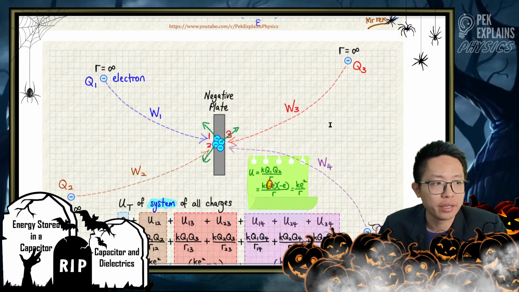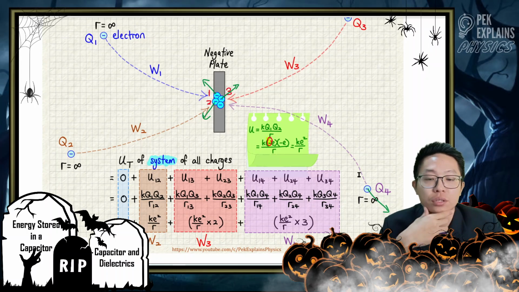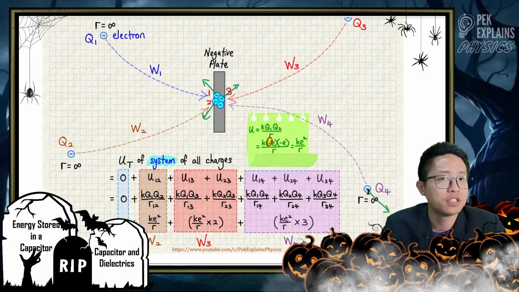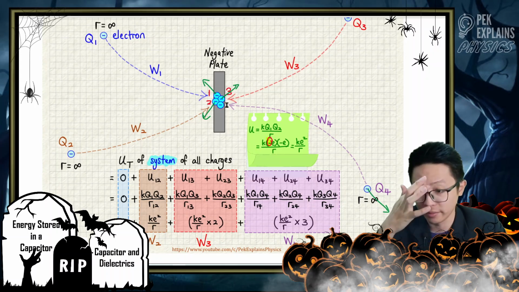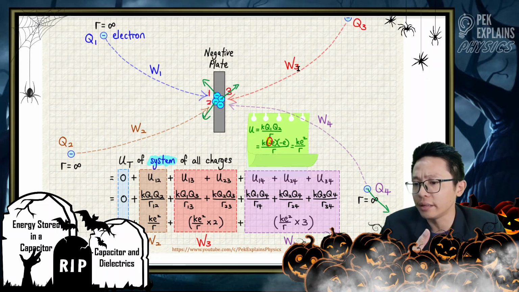So now there are already 3 electrons gathered at the negative plate. What do you think about Q4, the 4th charge? You want to bring it from the positive plate to the negative plate. Is the work done 4 much lower than the work done 3?